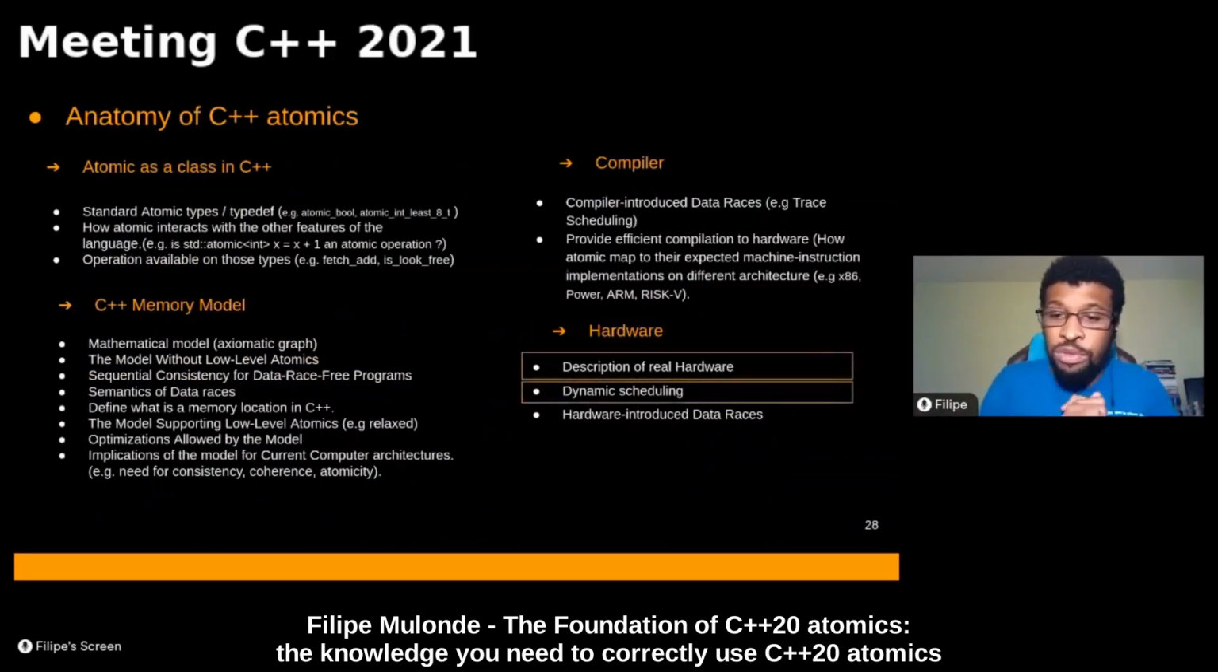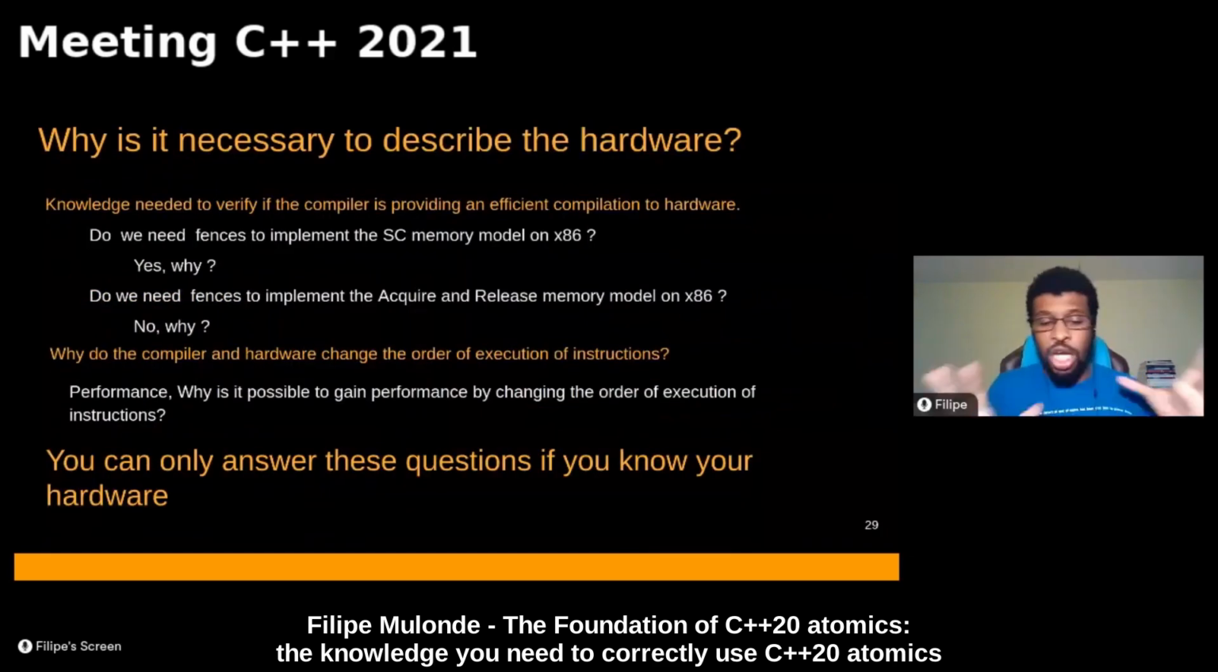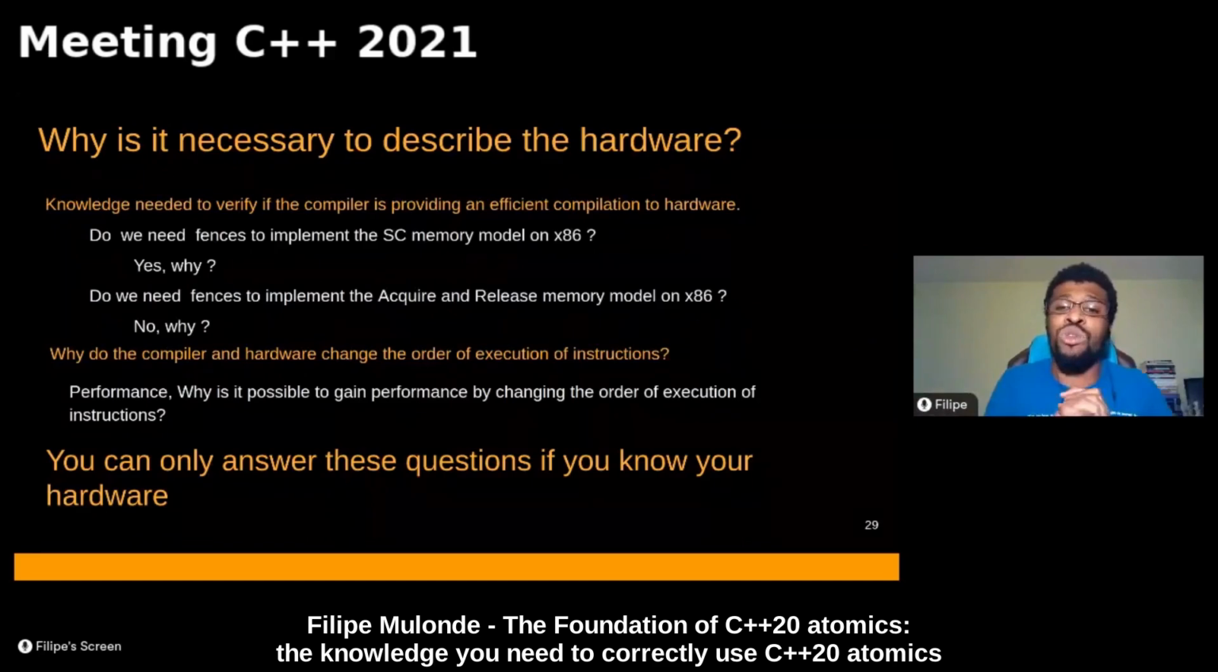Again, for the rest of the talk, we cover hardware. We start to understand how the write buffer within x86 cores influences the x86 total store memory model. So before we start talking about hardware, why is it important to understand the hardware when we are studying or trying to understand memory models? First, it's the knowledge that one needs to verify if the compiler is providing an efficient compilation to hardware. And I have some questions here to help illustrate that.